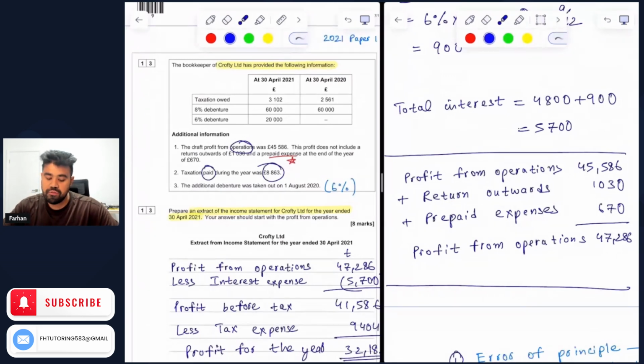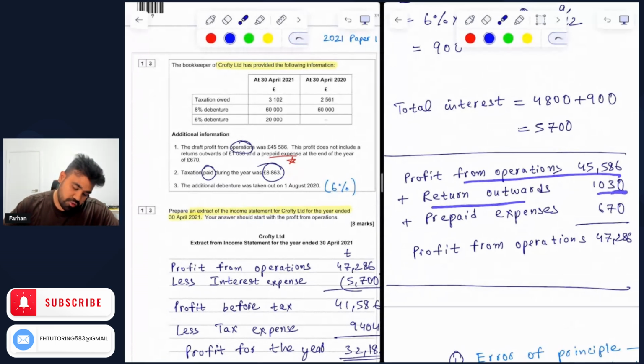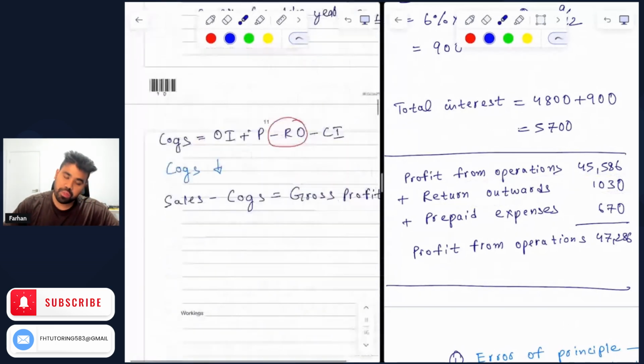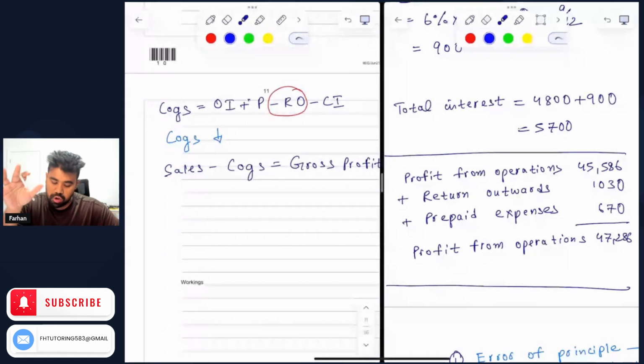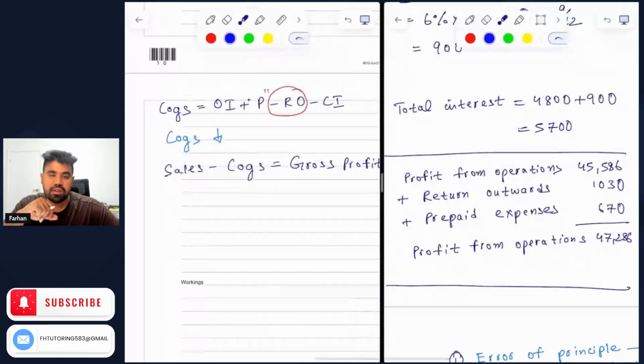So we start with the profit from operations of £45,586, and then we are adding return outwards of £1,030. Now let's have a discussion here why we are adding this, okay? So I'm going to show you some extra stuff here. First of all, within the income statement, where is return outwards included generally? In the cost of goods sold calculation.